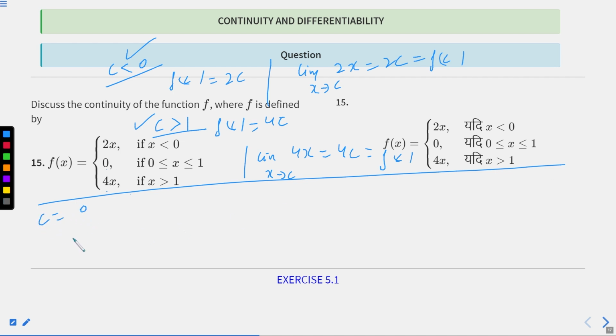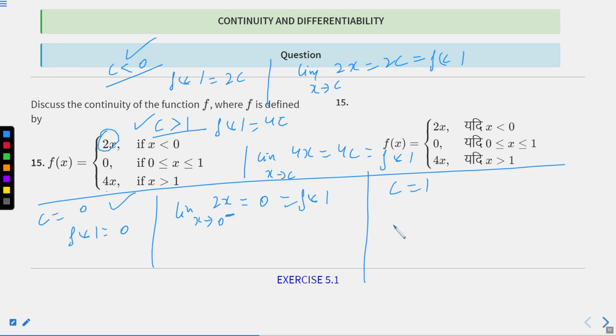Okay, now if C is equals to 0, first of all, f of C will be, C is equals to 0 means equality is here, so this means f of 0. Now the limit x tends to 0 from the what side? The left hand side. We will take from the left hand side. So from the left hand side, I have to take this 2x. This means 0. Your limit is 0, this means f of c, so it is continuous at 0. Okay, so far so good. Now I have to also check for right hand side limit. So from the right hand side limit I have to use this. So this is 0, this is f of c. Okay, so far so good, it is continuous.